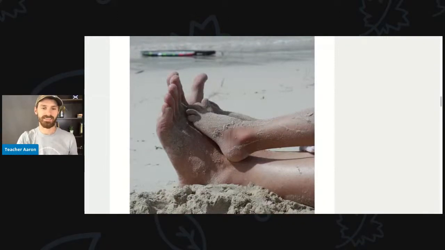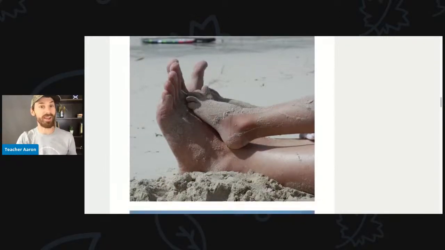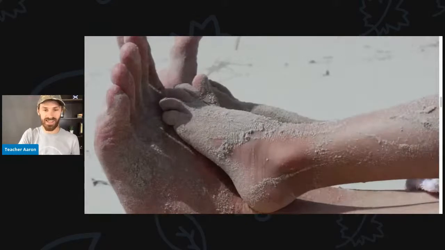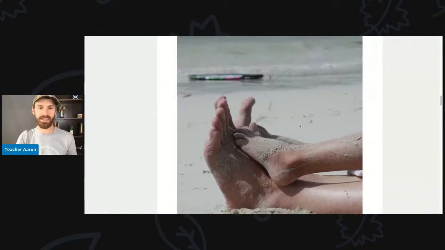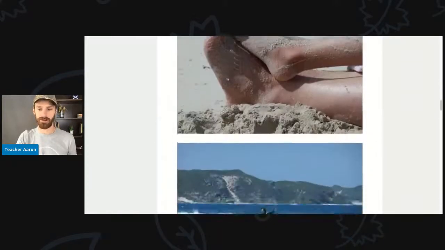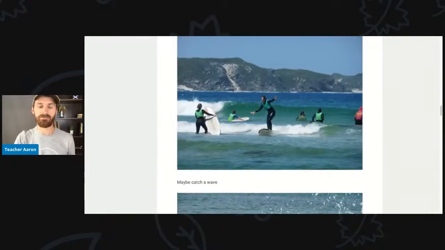Okay, and here are two people who have been walking in the sand a lot. See, they have sand all over their feet. And in the background, you can see a surfboard. Okay, a lot of people are surfing at this beach.